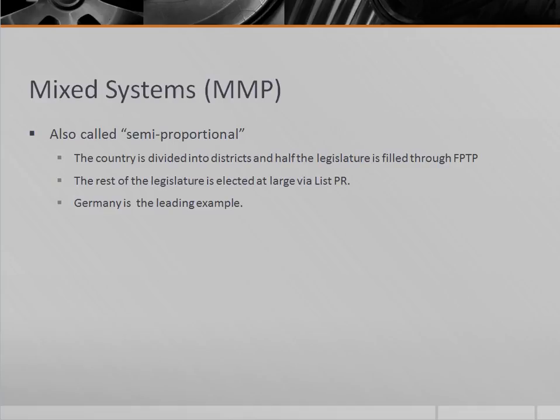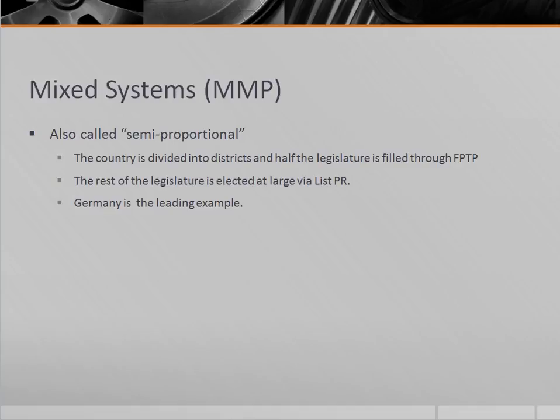One slight variation on PR systems is something called mixed member proportional systems, also called semi-proportional systems. This is a system that exists in Germany and Japan in slightly different formats. But basically what happens is that the country is going to be divided into districts, and half the legislature, so half the seats in Congress or the legislature, in Germany the Bundestag, half the seats are filled through first-past-the-post voting. So half of your members are district reps. The other half of the reps are elected through proportional representation.